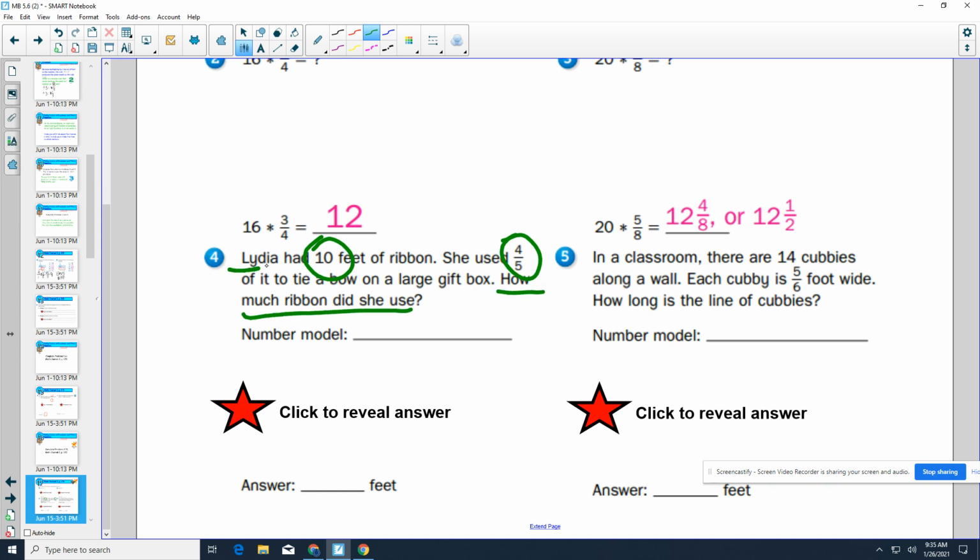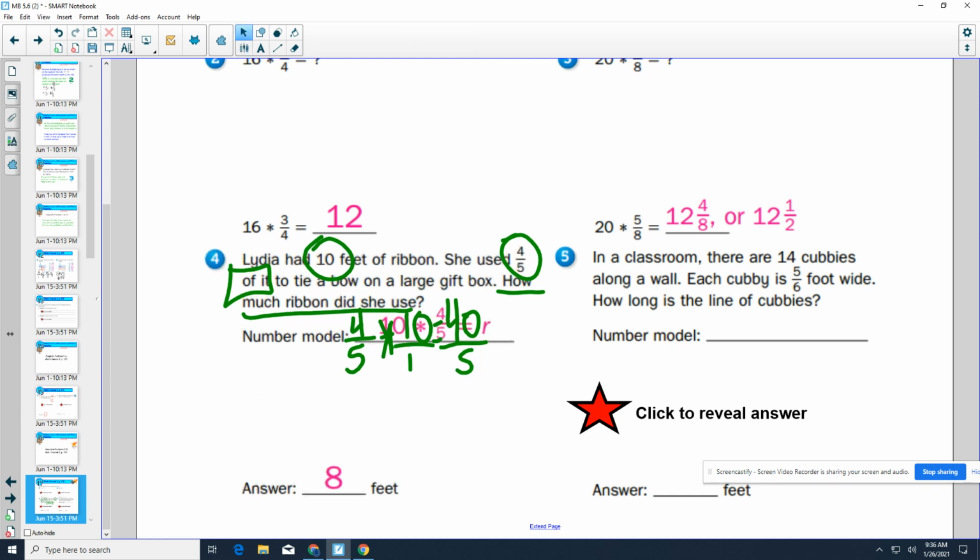So "of" tells me I'm going to multiply, right? So I'm going to take 4/5 of 10. So I'm going to say 4/5 multiplied by 10. Okay, and I'm going to put that over 1, and I get 40 over 5, which you can go through and do the rest of that there. So you would read that as 40 divided by 5, which will give you 8 feet. Okay, so after you figure that out, you figure she used 8 feet.